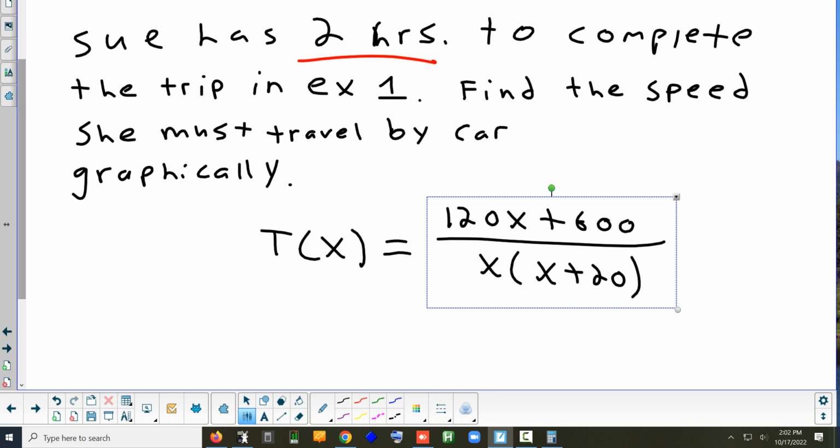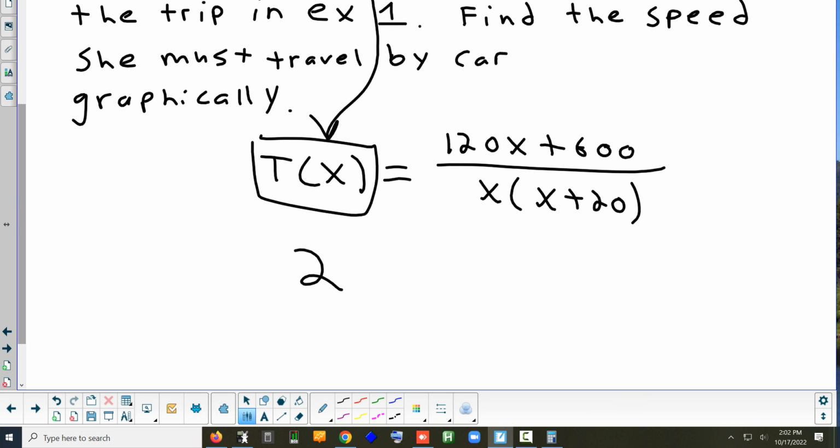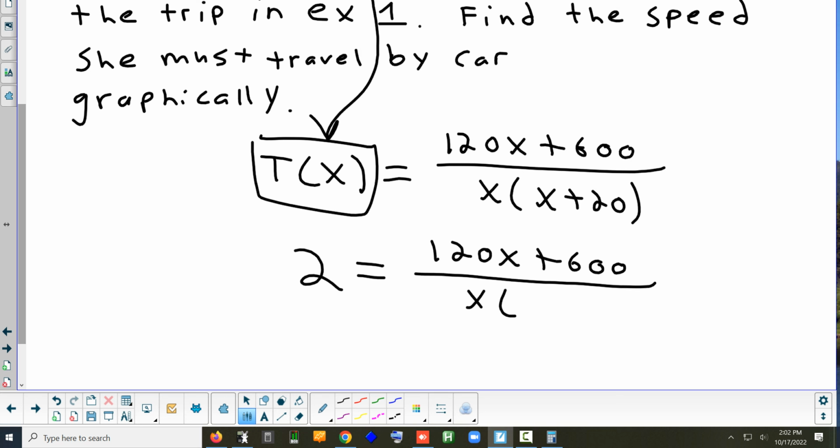And they're telling me a time. They're telling me 2 hours. So where is that 2 going to get plugged in? Where the t of x is. So change that to a 2. So now you're going to have 2 equals. Keep everything else on the other side the same.